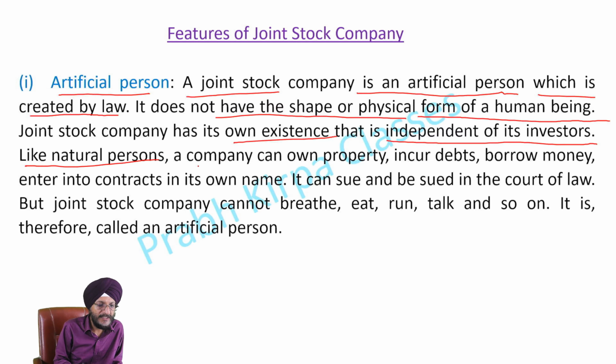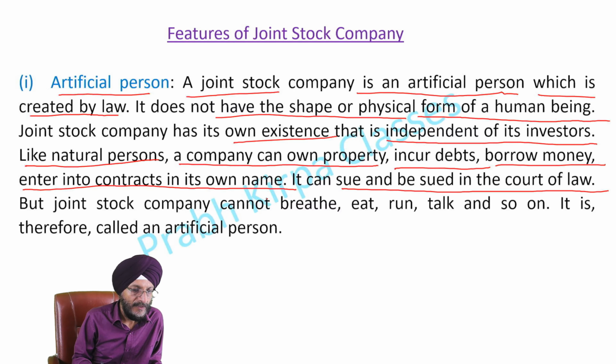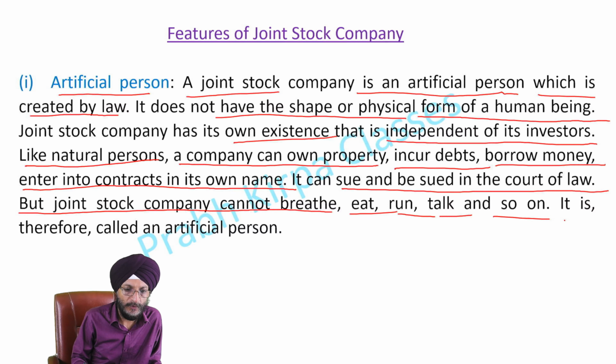Like natural persons, a company can own property, incur debts, borrow money, and enter into contracts in its own name. It can sue and be sued in a court of law. But a joint stock company cannot breathe, eat, run, talk, and so on. So a joint stock company is called an artificial person.